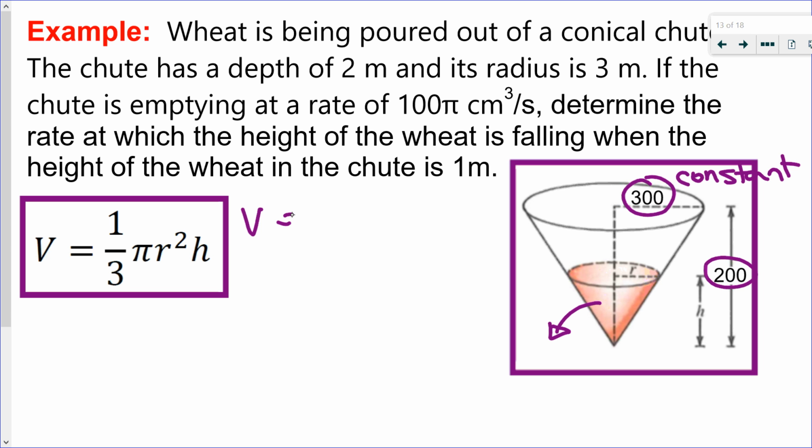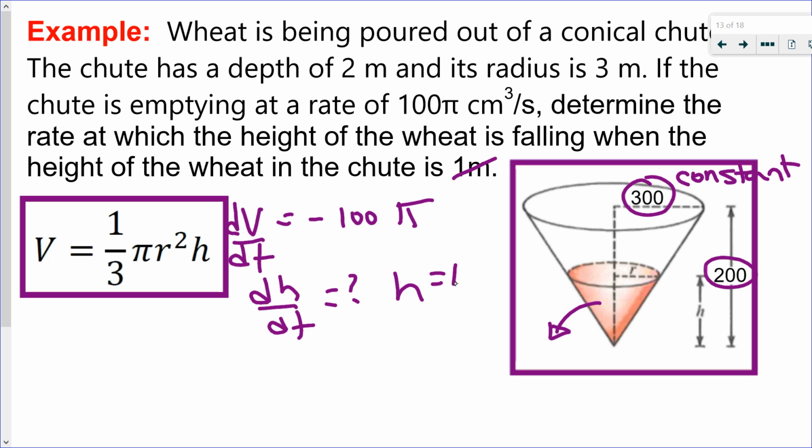So my change in volume, dV by dt, is equal to negative 100 pi. So the volume is changing at a negative rate. I want to determine the rate at which the height is falling. So dh by dt, when the height is, and again, we'll change this to centimeters, so when the height is equal to 100 centimeters.